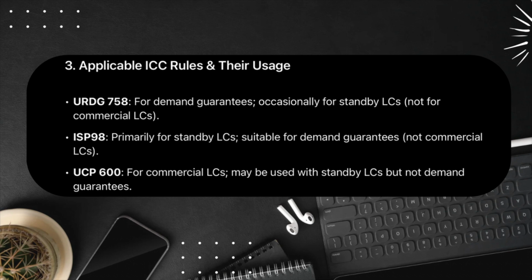Uniform Customs and Practice for Documentary Credits, 2007 revision. ICC publication number 600, generally referred to as UCP 600. These rules are primarily intended for commercial documentary letters of credit but can be used for standby letters of credit. The rules are not designed to be used for demand guarantees. You might occasionally see demand guarantees incorporating UCP 600, but this is not a recommended practice.